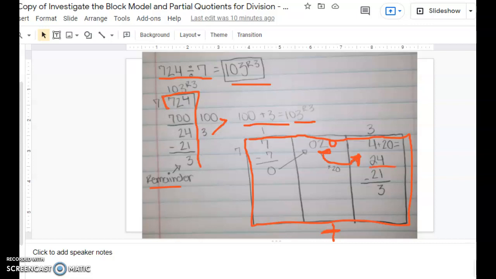So we're looking at 24. How many times does 7 go into 24? Well, that's 3 times. So we take 21 away from 24, and it leaves us with a remainder of 3 again. And we have 103 singles. That gives us 103 with a remainder of 3.